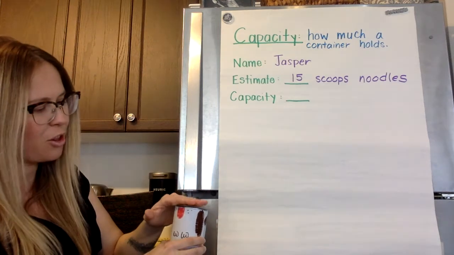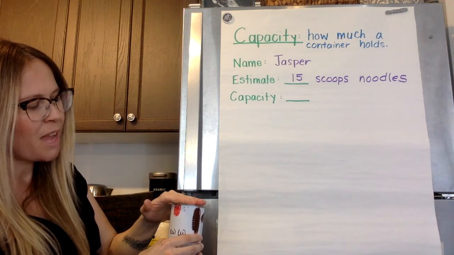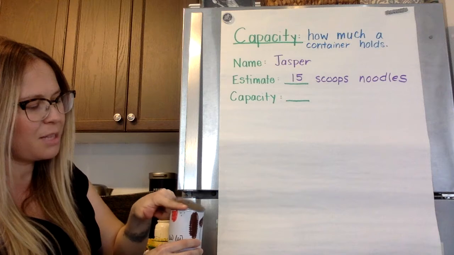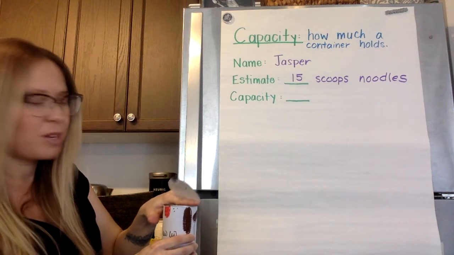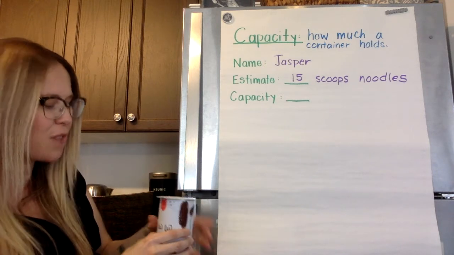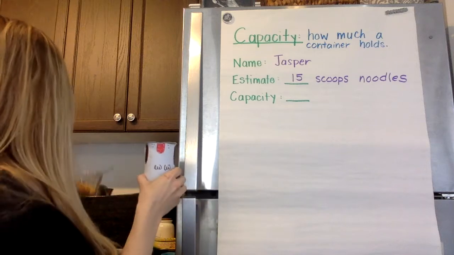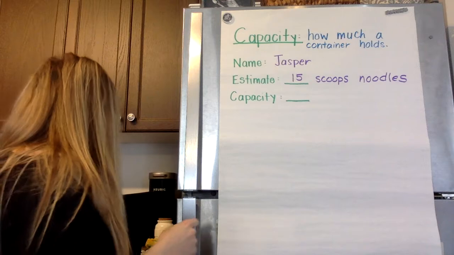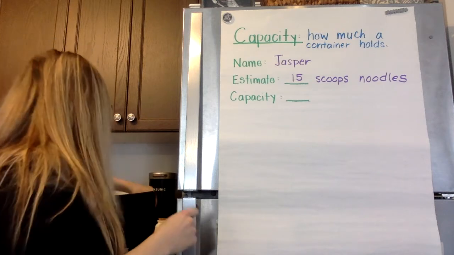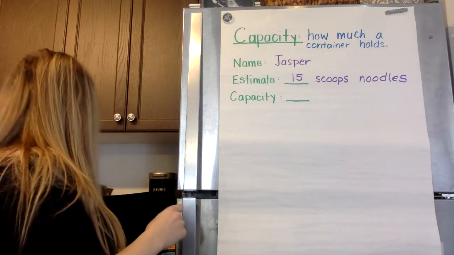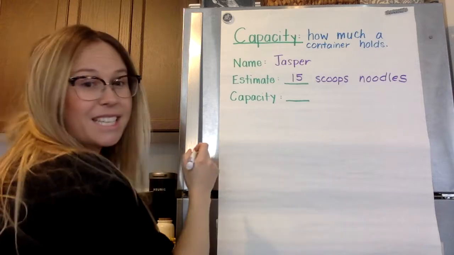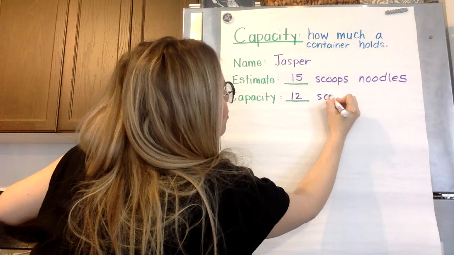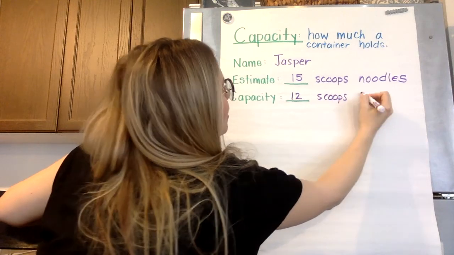12. And when I close my lid, it should close and be almost touching the noodles and not sort of overflowing. And that means that I've got an accurate measurement when it's right to the top. So that took 12 scoops of food to fill my hungry hound. So now I'm going to write capacity was 12 scoops of noodles.